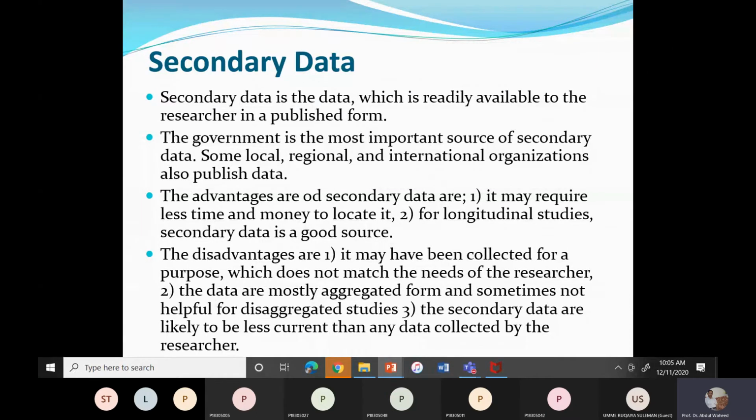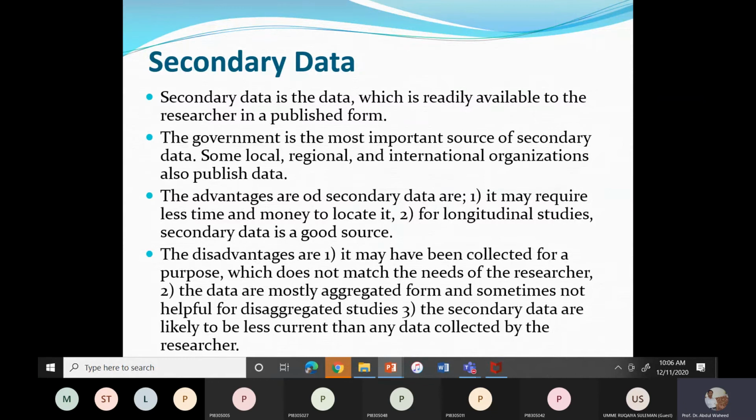And another advantage of secondary data is that if we have to conduct longitudinal studies, okay, then we can get secondary time series data, and that time series data can be used for longitudinal studies.